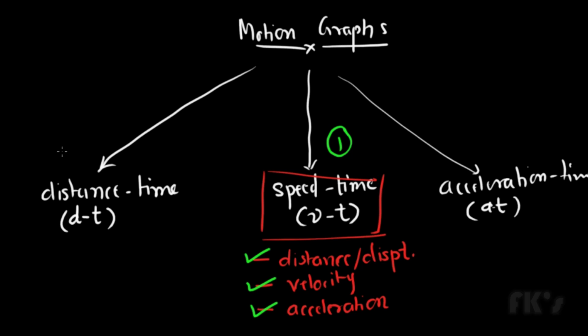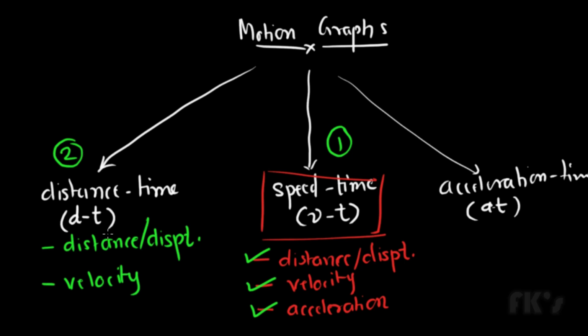The second one would be the distance time graph, where we can calculate, of course, the distance. We can actually read it from the graph itself, distance, or in other terms, displacement. And the second thing that we can study from this is the velocity or the speed. So distance, displacement and the velocity can be read off from the graph, and that's the third one there.